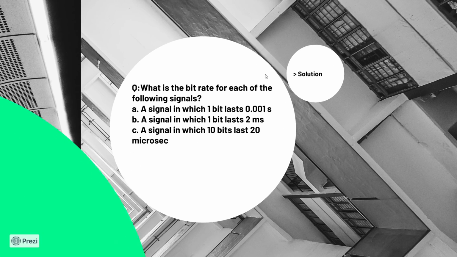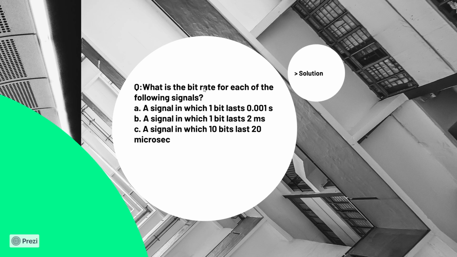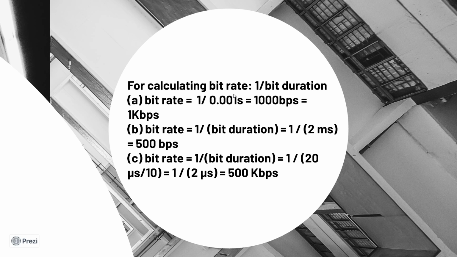In each of the cases, we will take the time period as 1 second. So 1 second divided by its bit duration. So the bit rate will be 1 divided by 0.001, that is 1000 bps, which means that there will be 1000 bits sent per second, also known as 1 kbps.